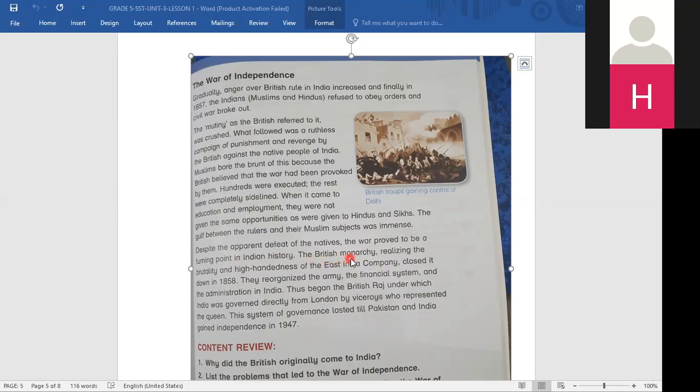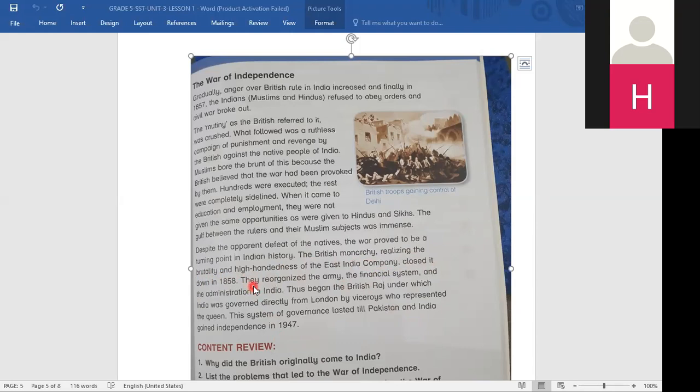The British Monarchy, releasing the brutality. No problem. The East Indian Company closed it down in 1858. Okay, good job. Now the last paragraph, from "They" till 1947, Ajwa, you will read and I will sum up, because again the class time is running out.